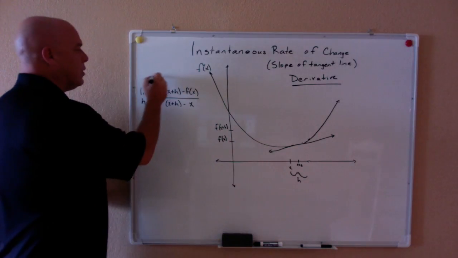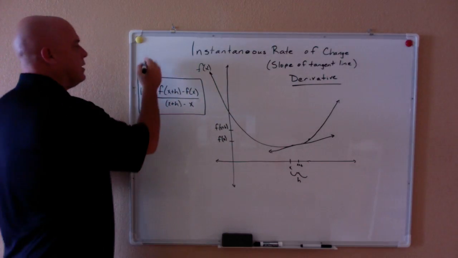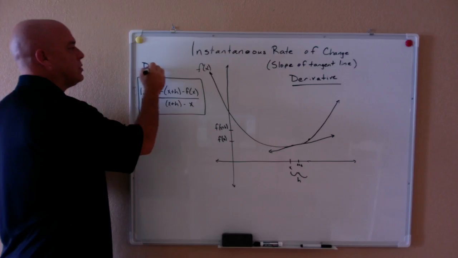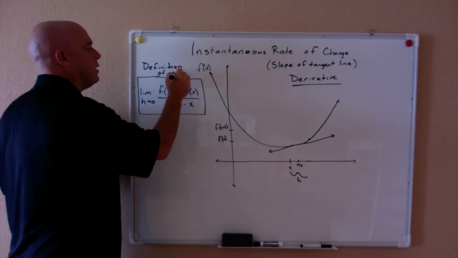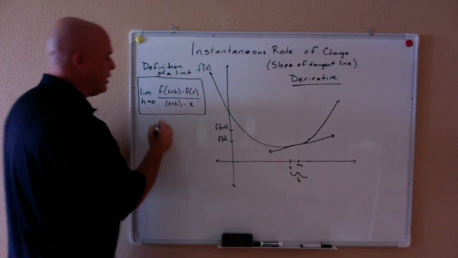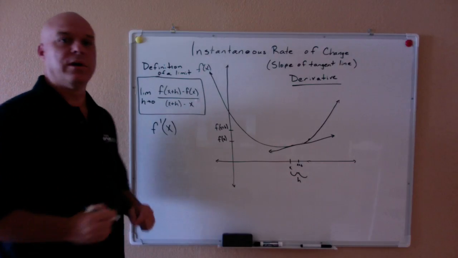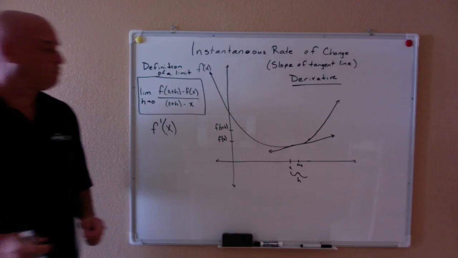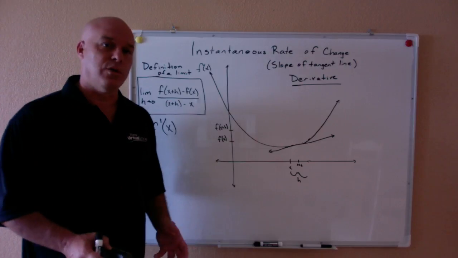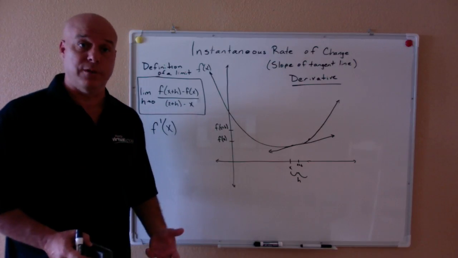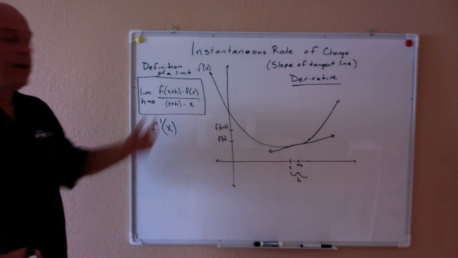Okay? This statement right here is something that you definitely need to know. This is the limit definition of the derivative. And we're going to call that f prime of x. Okay, so let's take a look at how to actually find the derivative of a function, if we know what the function is and we can apply the limit to that function.